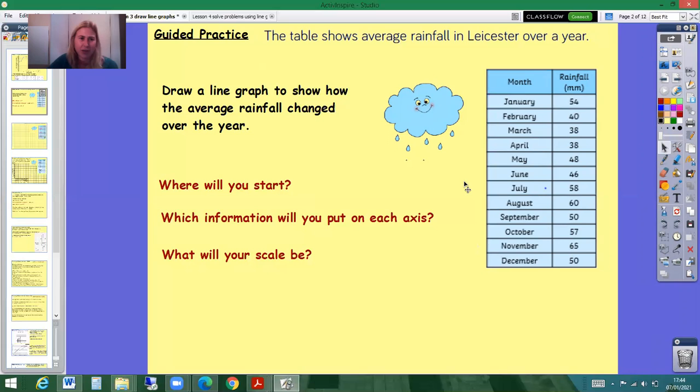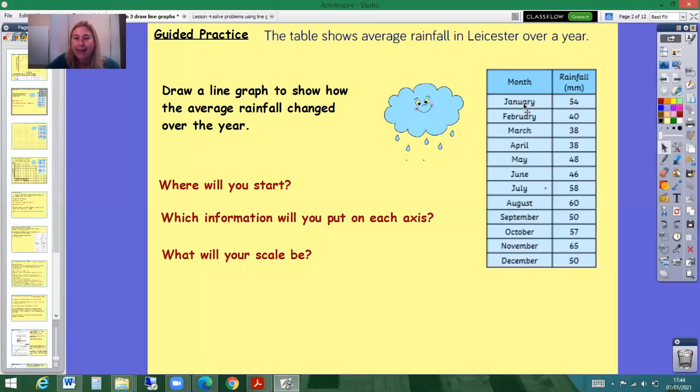Now, whenever I've looked at graphs in the past, I have noticed that quite often if it's time, it's along the x-axis. And we've got months, which is time, isn't it? So I'm going to put the months along the x-axis and the rainfall along the y-axis. Then you've got to think, what scale will you use? What will your scale be?